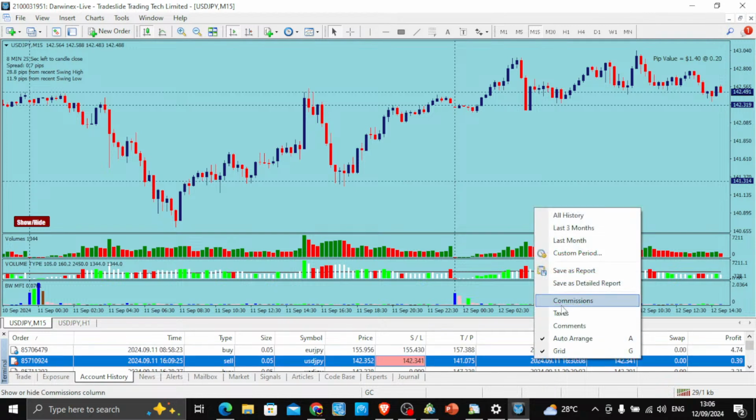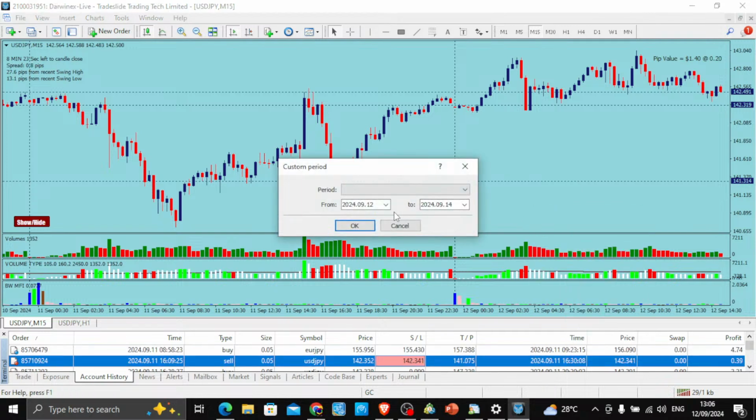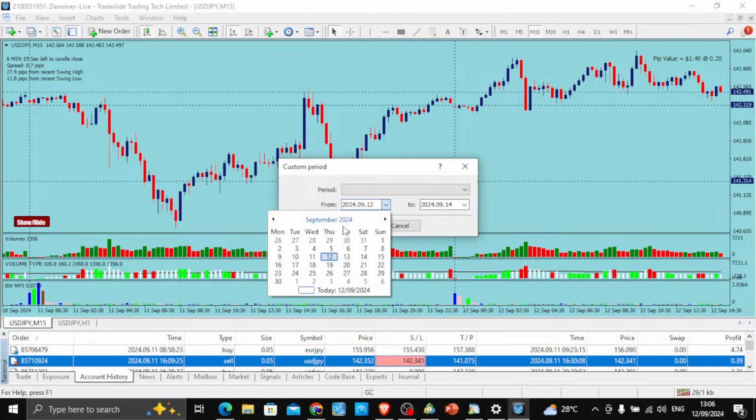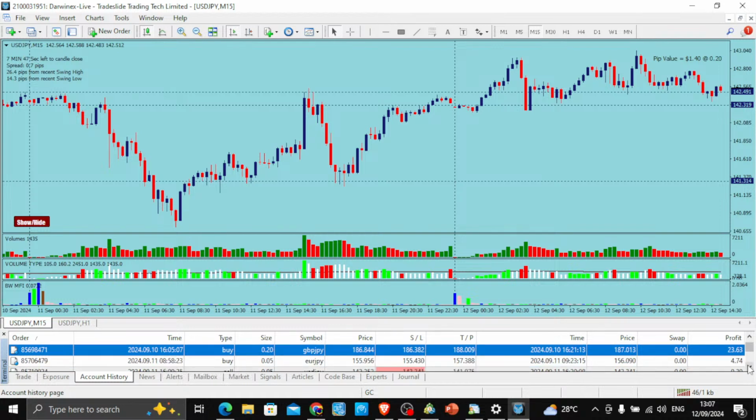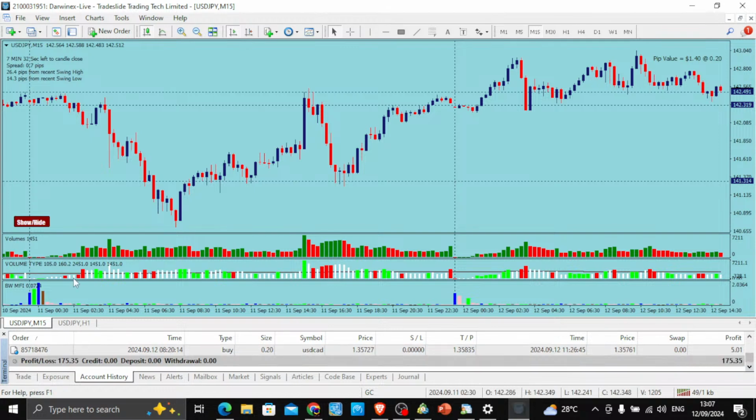So let's check since this week. On Monday, $17, $17.5. That is which date? Okay, this is 9. Then on 10th, which is Tuesday, $23.6. Then yesterday, these are the trades I made.